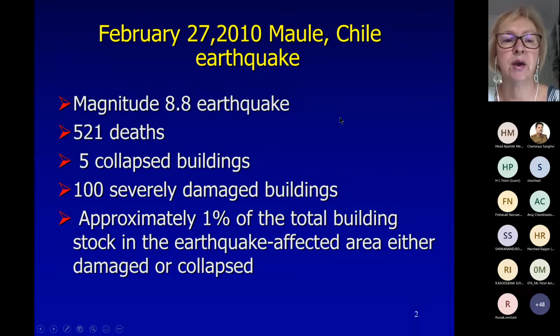Magnitude 8.8 earthquake. It caused 521 deaths. Out of this, 100 died due to tsunami. There was a tsunami immediately after the earthquake in Chile. And only 5 buildings totally collapsed. There were 100 severely damaged buildings, and then there were others which were less damaged. But in total, only 1% of the total building stock in the earthquake affected area was either damaged or collapsed. So it is just the area affected by the earthquake, not the whole country.